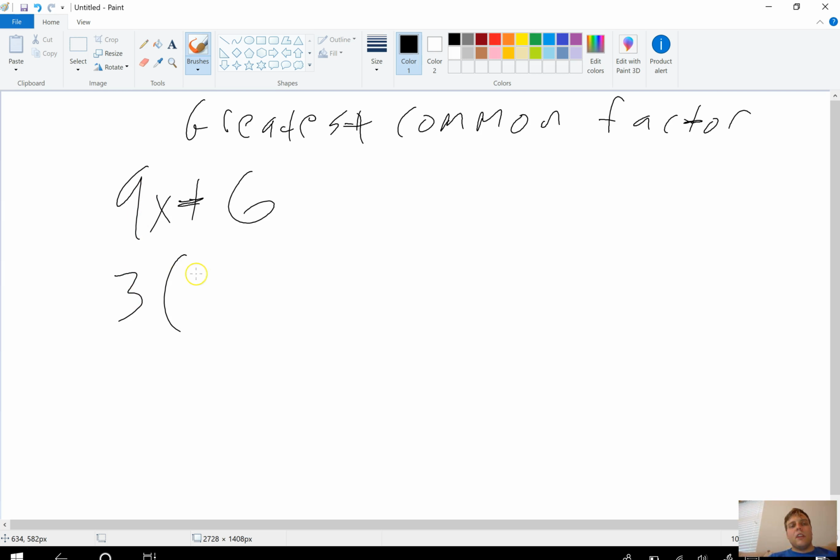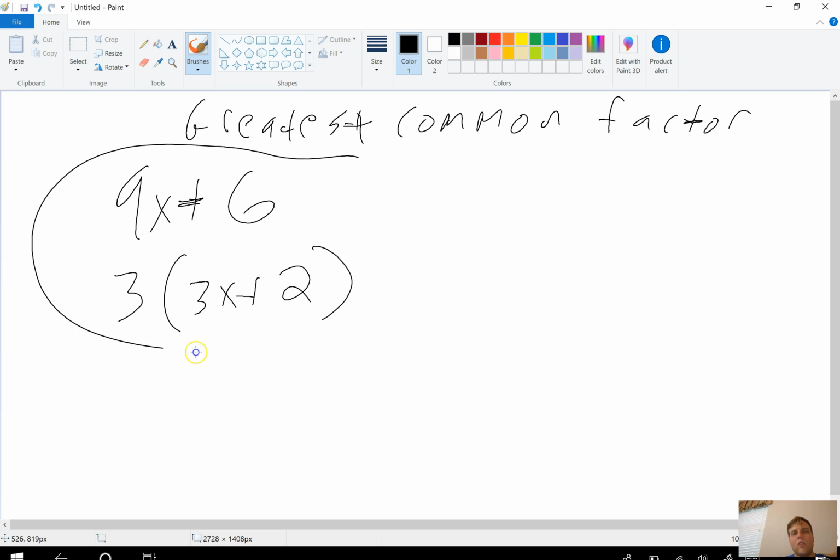So 9 divided by 3 is 3. So 9x, when I pull out this 3, becomes 3x. Plus 6, I pulled out a 3, so it's like division, so that becomes 2. So I just factored 9x plus 6 down to 3 times (3x plus 2). What we just did is called factoring based on the GCF, the greatest common factor.